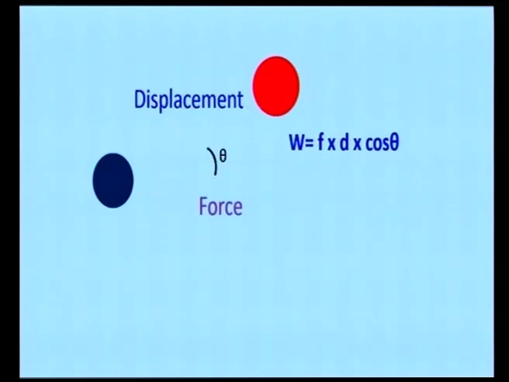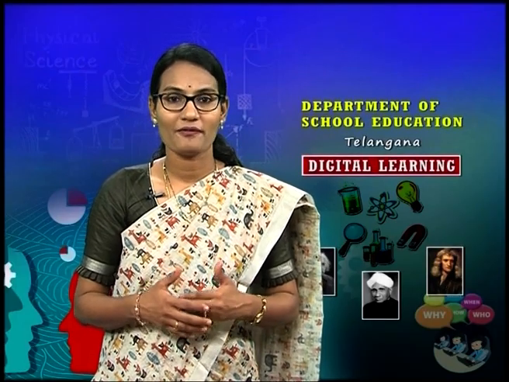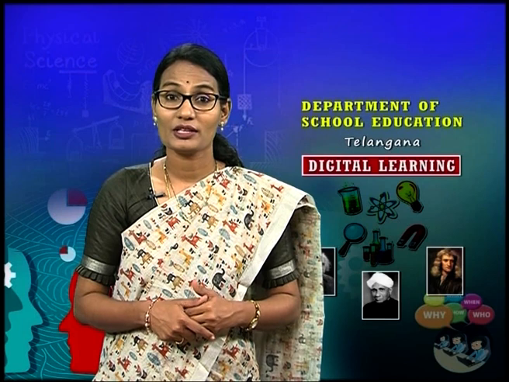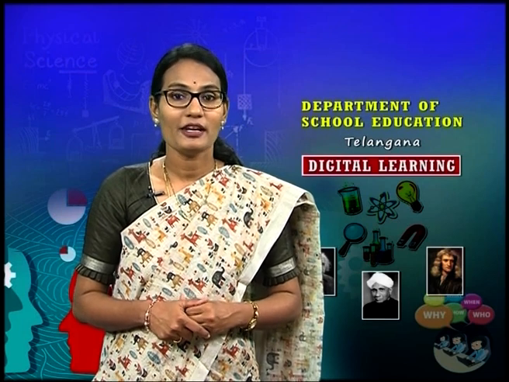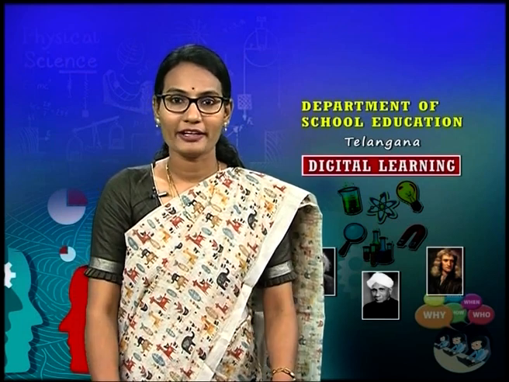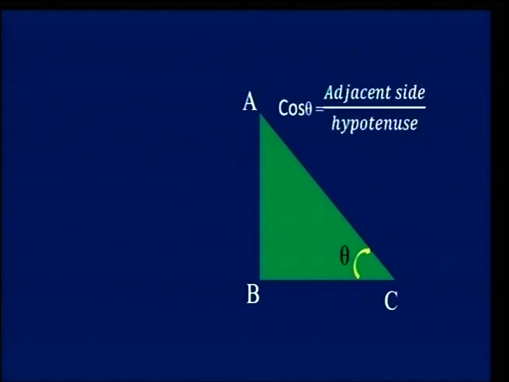What is this cos theta? Cos theta is a trigonometric function. Let me explain with the help of a diagram, children. Observe here, this is a right angle triangle and the corners are A, B, C. Theta is the angle between AC and BC, that is hypotenuse and base. Now cos theta is the ratio of the adjacent side to the hypotenuse, that is cos theta equals BC by AC.